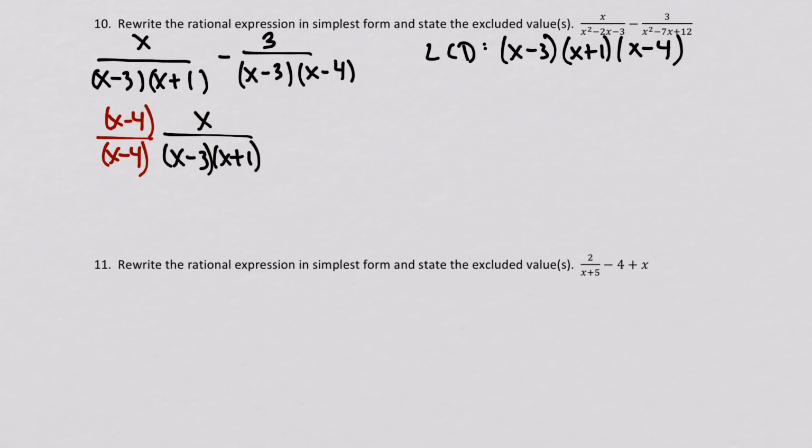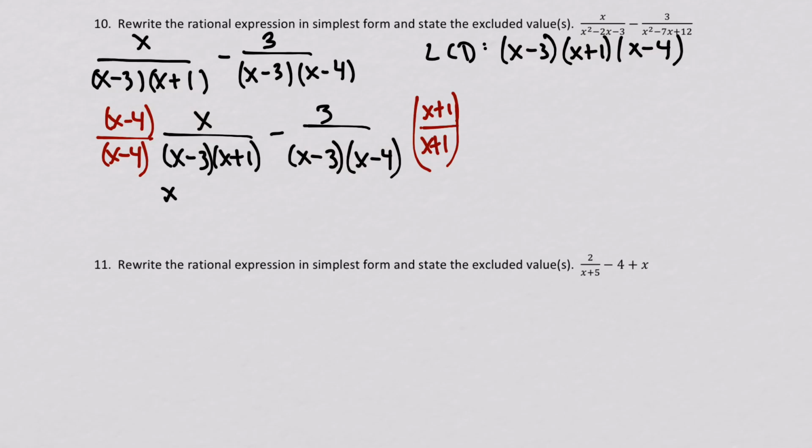For the other one, it's 3 over x minus 3 x minus 4. What's missing from that one so that it could have this denominator? It has the x minus 3, it has the x minus 4, it's missing the x plus 1, right? So that one I'm going to multiply times x plus 1 over x plus 1. So what you're going to have, you're going to distribute the x times those two. It's going to get x squared minus 4x.